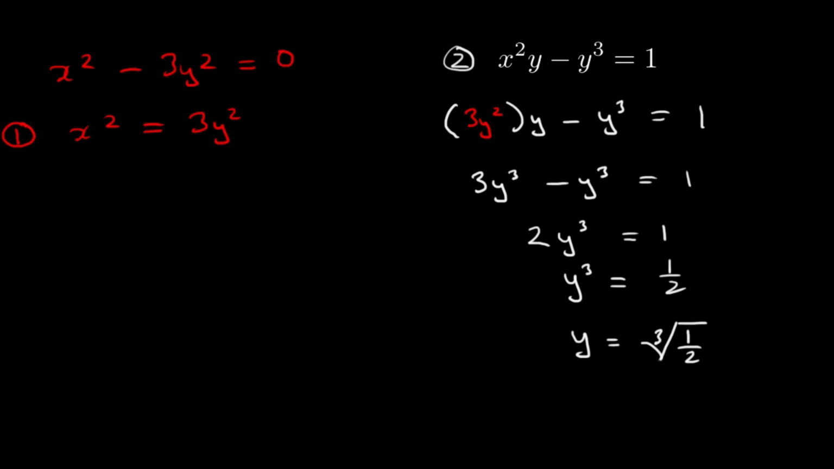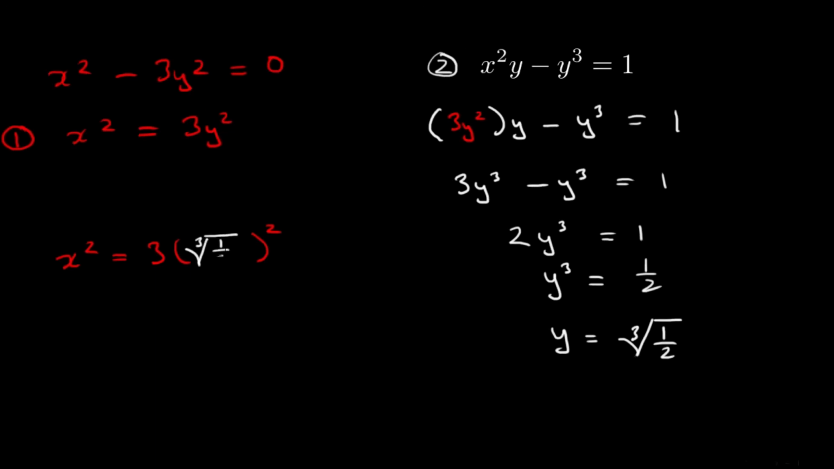Now, of course, how do we find the x values? Well, we still have our first equation here that we can go back to now. That if y is equal to a cube root of 1/2, we can go back and say that x squared would have to be 3 times that y value, all squared. So we can sub in that y information into our first equation again. And this is going to be the cube root of 1/2.